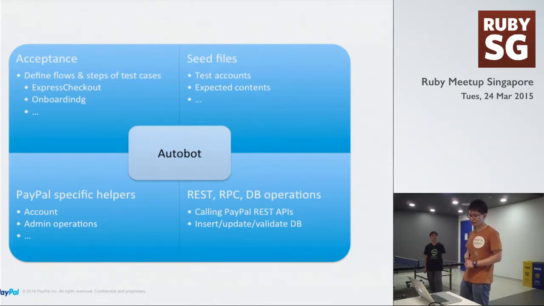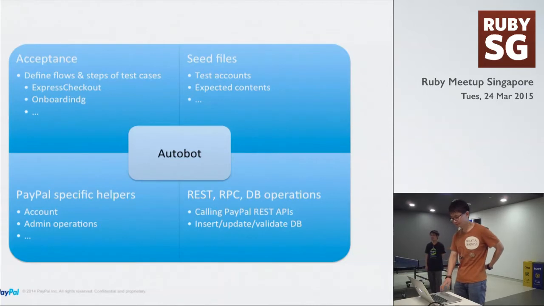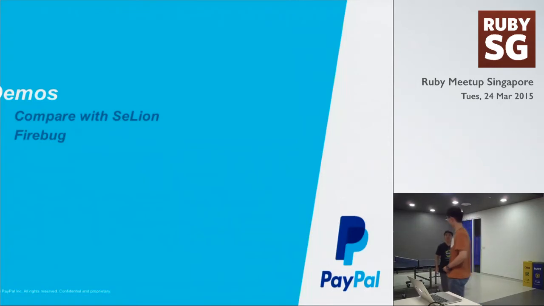And then we add a lot of PayPal specific helper functions, like functions to help you log into your PayPal account, edit your PayPal account, and some admin operations. We also add support for REST, RPC, and database operations. So it is very easy to call the PayPal REST APIs with Autobot, and you can insert, validate, and update your database through Autobot easily. And Tom is going to show some demos.